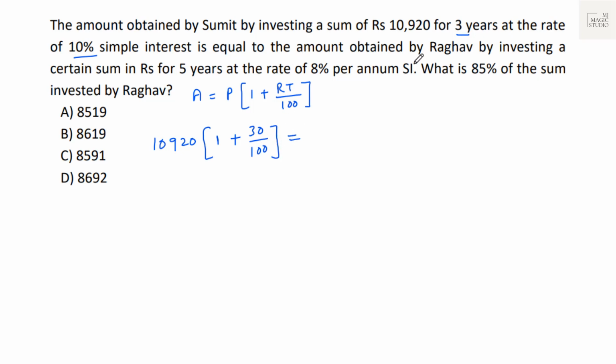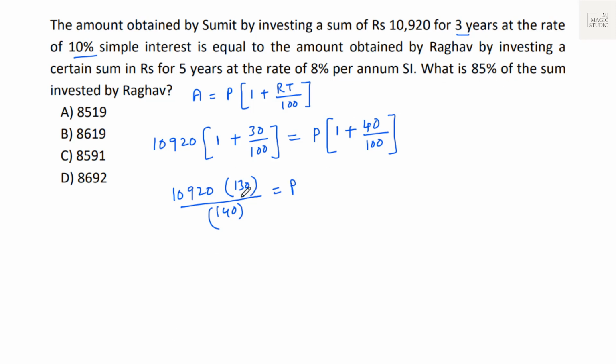This is the same as the amount obtained by Raghav by investing a certain sum, suppose that is P, for 5 years at the rate 8% per annum simple interest again. So it is 1 plus 8 into 5 is 40 by 100. We are supposed to find the value of P. 10,920 into 130 divided by 140 is equal to P.